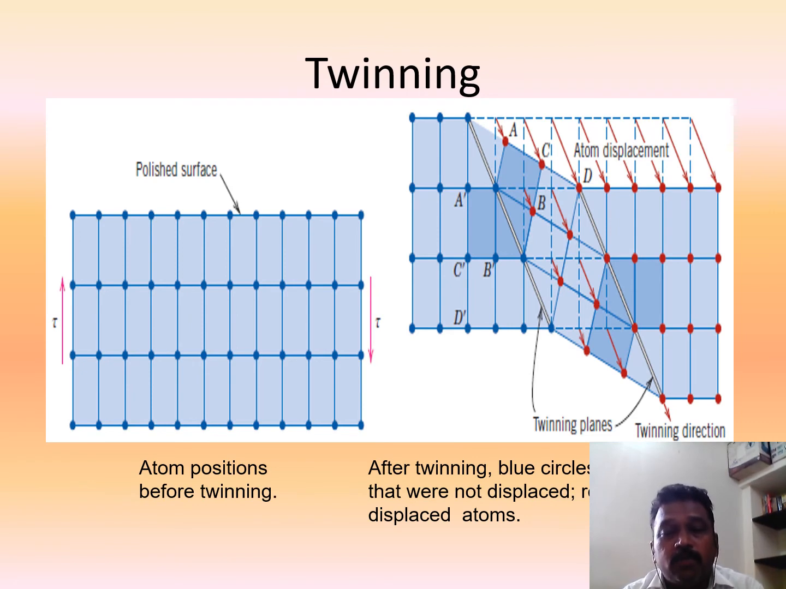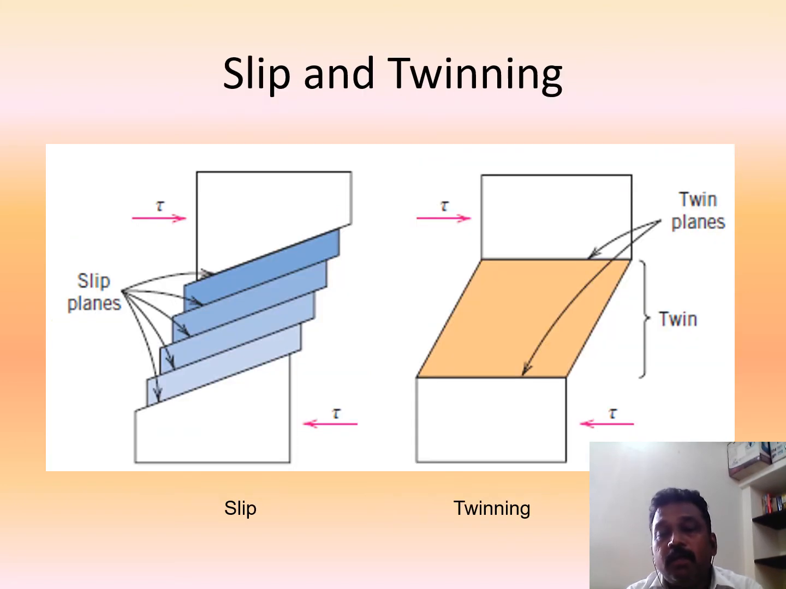Atom positions before twinning: you see, atoms were equally arranged at equal inter-atomic distances between them. When you apply some shear load, you can see that tau. This is a polished surface. What will happen? The atoms got displaced. The blue circles for atoms were not displaced, whereas the red dots were the atoms displaced from their original position. Now you can see, along this line, these are the planes. This image will be similar to the previous one.